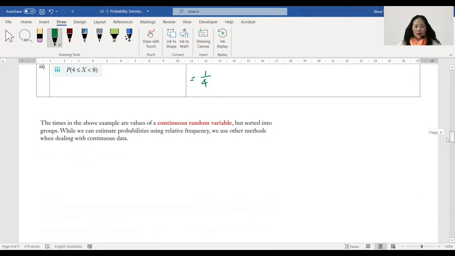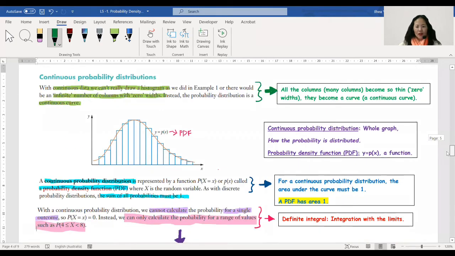So it says the times in the above example are values of a continuous random variable outcome, but sorted into groups. That's what we did, 0 to just before 4, and 4 to just before 8, something like that. So while we can estimate probabilities using relative frequency, we use other methods when dealing with continuous data. Now, these are sort of full on here, but it's not too bad.